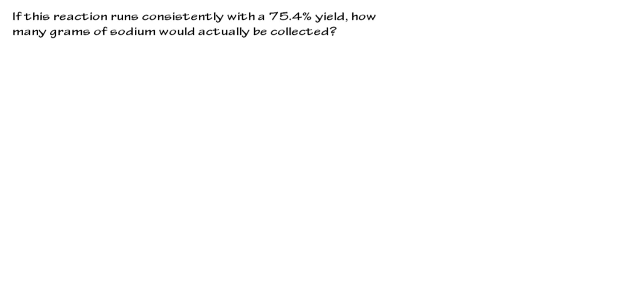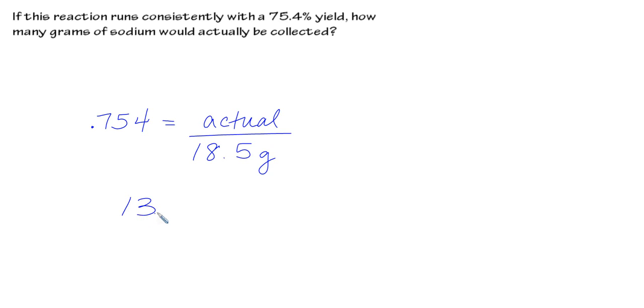You can set these up a couple different ways. I would probably take this out of a percentage right away and plug it in as 0.754. Actual over theoretical. We're looking for the actual. The theoretical was 18.5. We're just going to cross multiply and boom, we're done. Some people do this just conceptually. You're supposed to collect 18.5, but what if you only get 75.4% of that? All we have to do is cross multiply. So we would actually expect about 13.9.